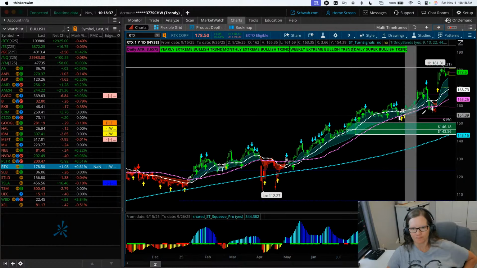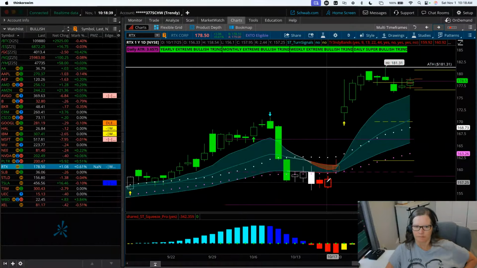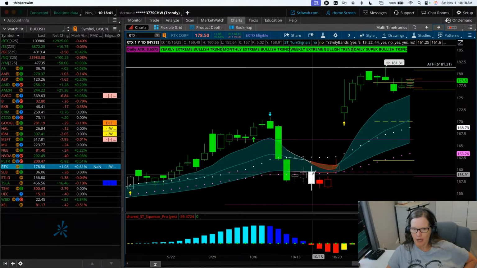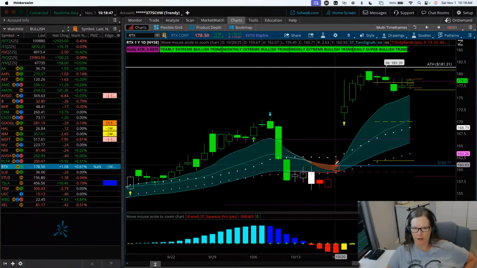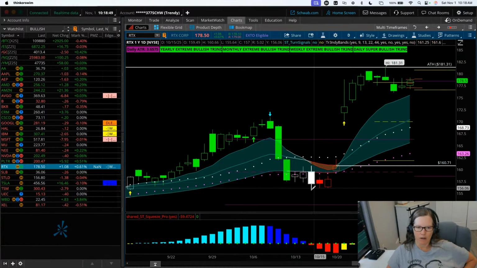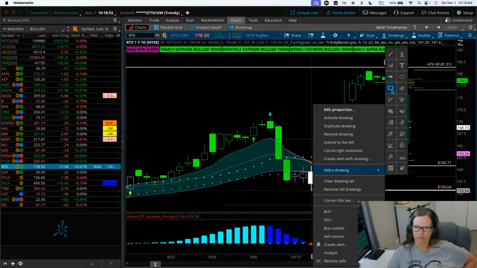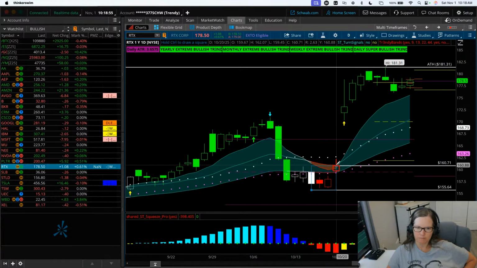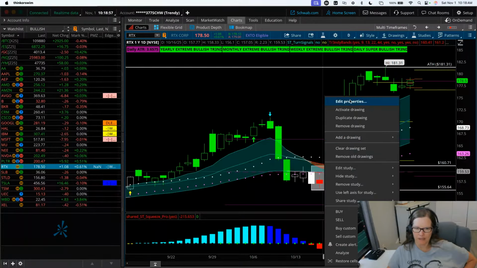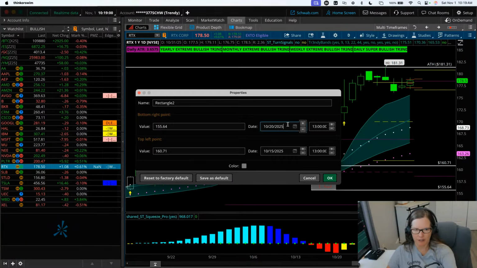Okay. Here's your inside and up. And then you got that gap. So I'm just going to draw this zone as a gap fill. And then the bottom of the zone there. Okay. That's my buy zone on the daily on RTX.